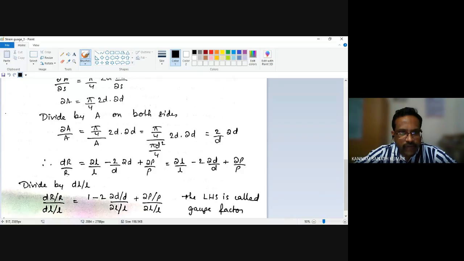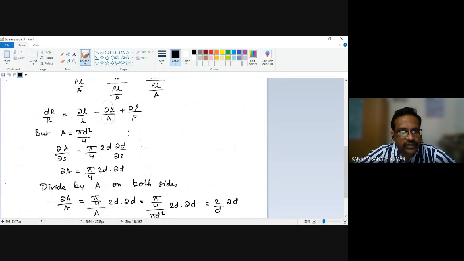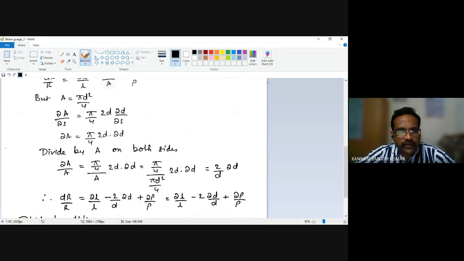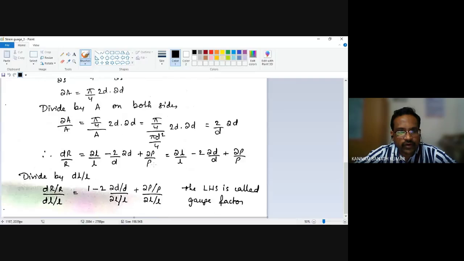So dR by R, substitute this value in the above equation. What you are getting: dR by R equals dou L by L minus 2 by D dou D, plus dou rho by rho.